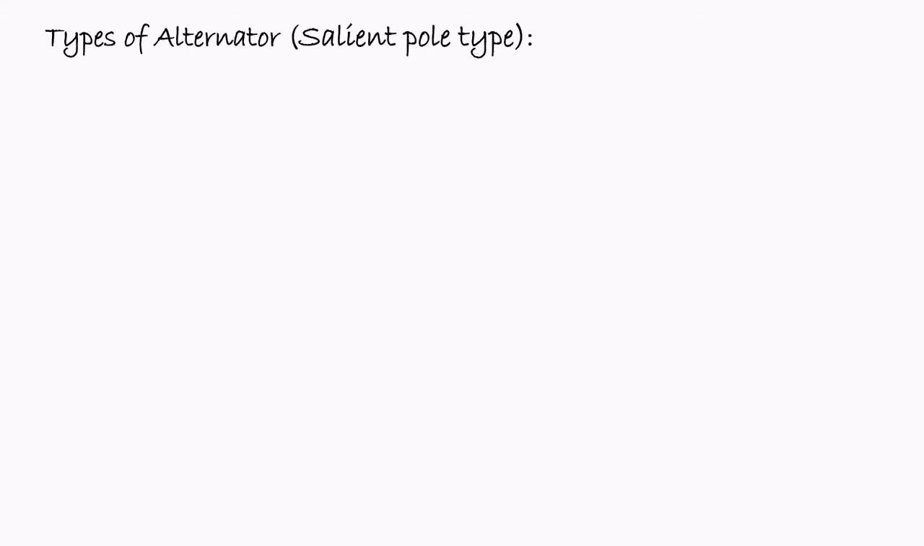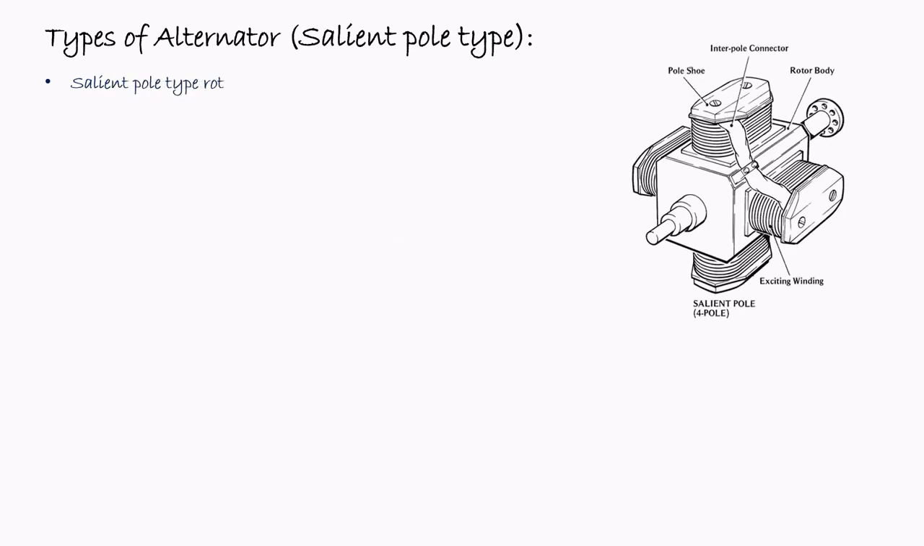Now let's discuss the two types of alternator one by one. The first one is the salient type rotor, or the salient type synchronous generator. The salient pole type rotor is used in low and medium speed alternators. So this is the figure of a salient pole rotor. Here, this is the main part of the rotor, which is connected with the shaft. This is the projected pole, and on this projected pole, the field windings are placed.